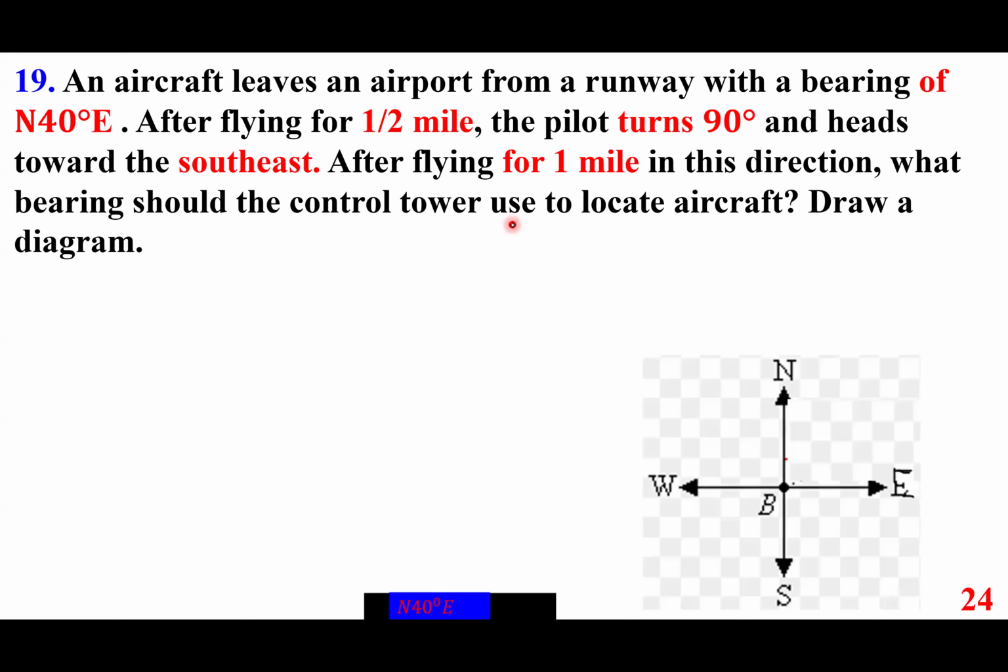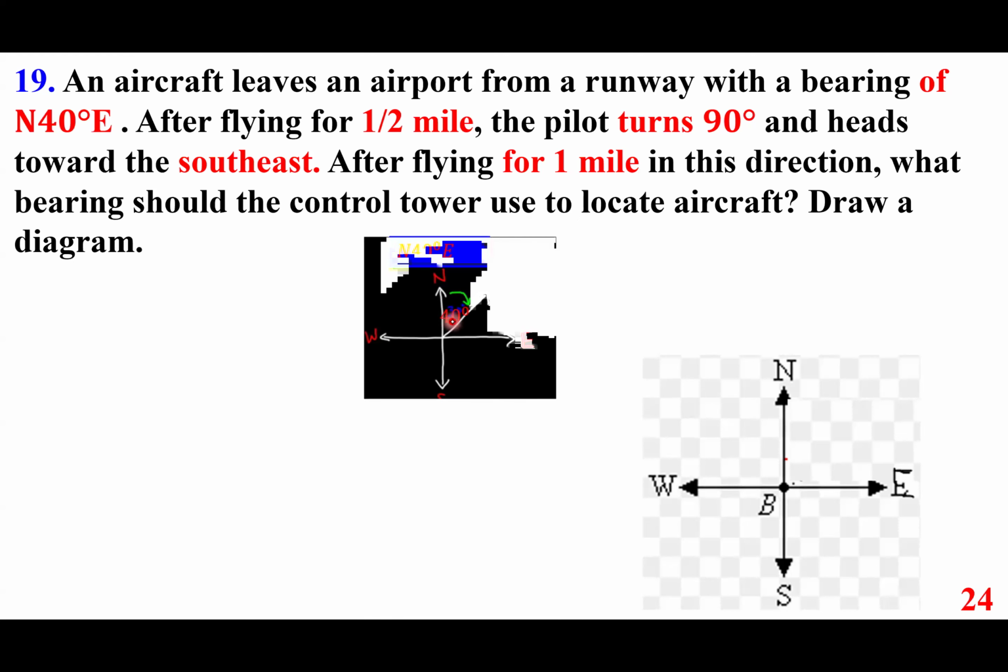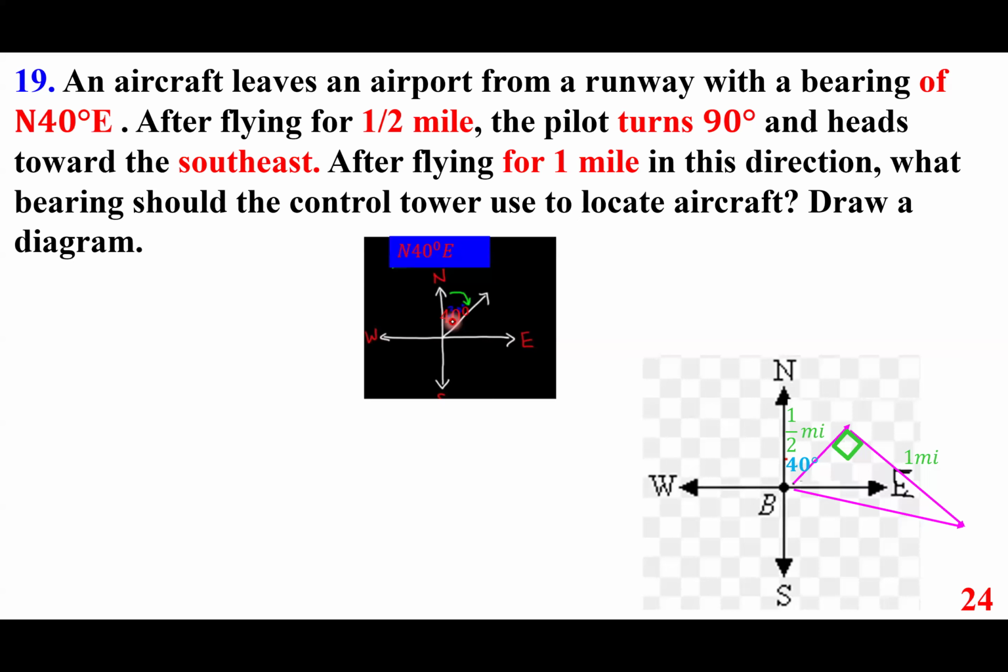Draw a diagram. So again, north 40 degrees east. So we do the drawing here this way. It goes for half a mile and we have a 40-degree angle. Then we make a 90-degree angle going for 1 mile. What bearing? Let's connect the two. And the bearing now is south going this way, which is east. So we need the angle in between and we are fine if we find it.